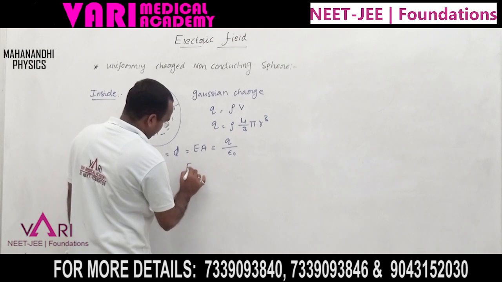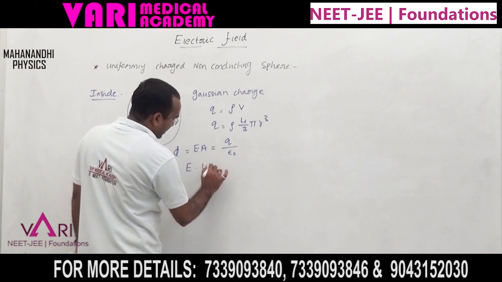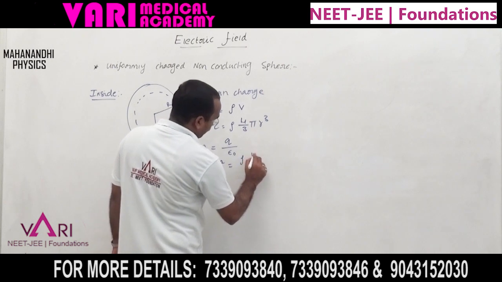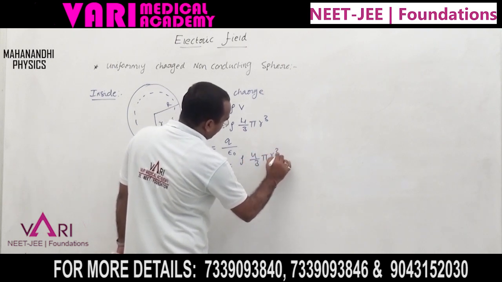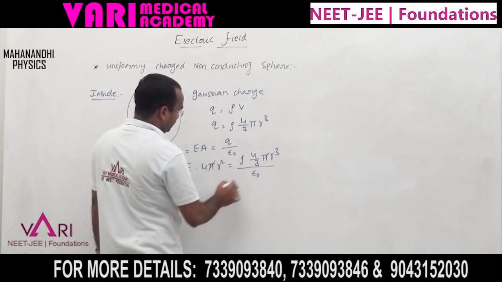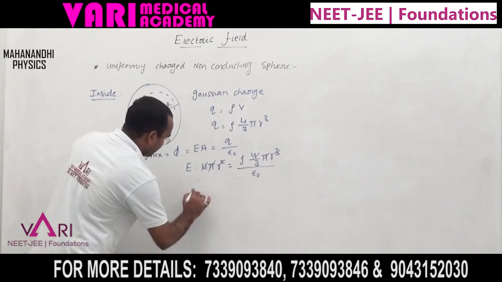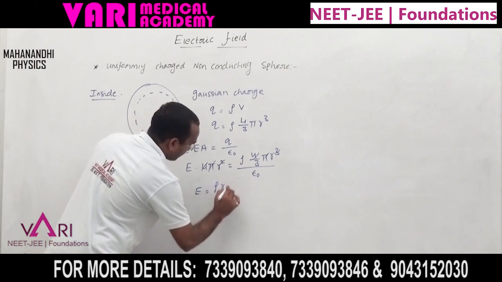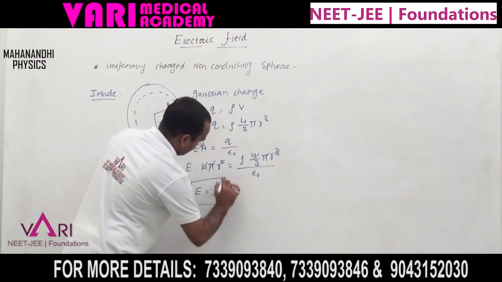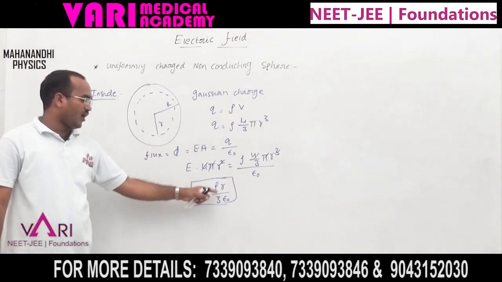Here E into A, where A is the area of the Gaussian surface, 4 pi small r square, equals Q, which is rho into 4 by 3 pi r cube, by epsilon naught. Here pi cancels, 4 cancels, r square cancels, remaining E equals rho r by 3 epsilon naught. The electric field inside the non-conducting sphere equals rho r by 3 epsilon naught.